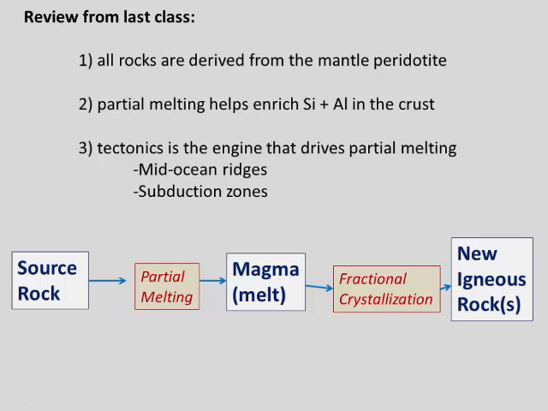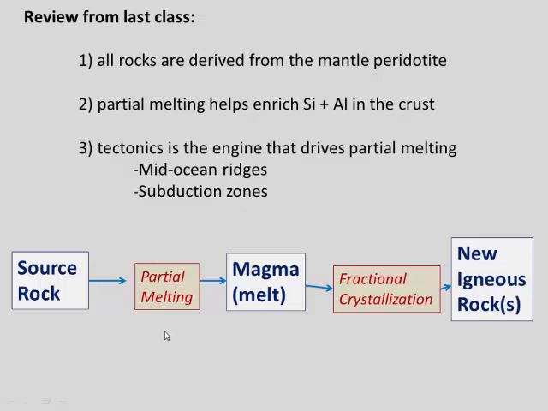So a quick review from last class. First, remember that all rocks are ultimately derived from mantle peridotite, and it's partial melting that helps to enrich the silica and aluminum out of that peridotite into crustal rocks. And all of this is driven by tectonics. It's creating partial melting at mid-ocean ridges and also at subduction zones.